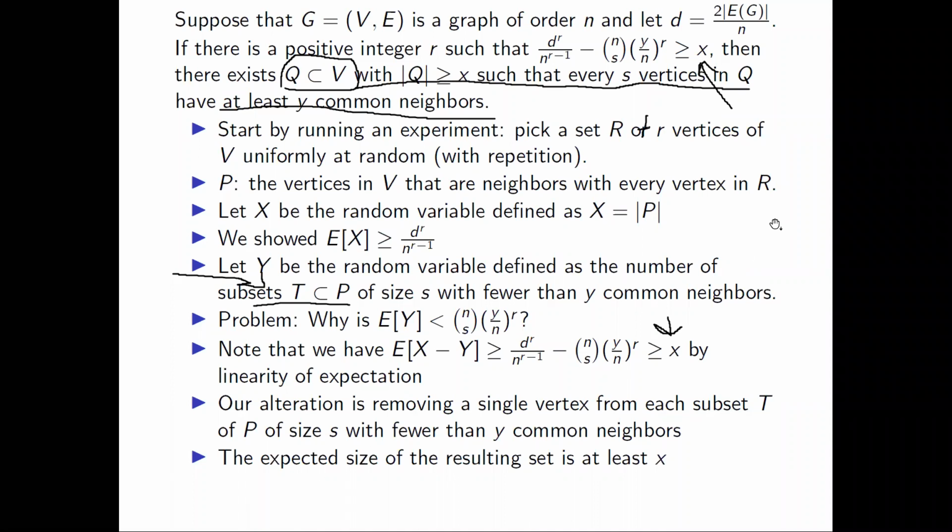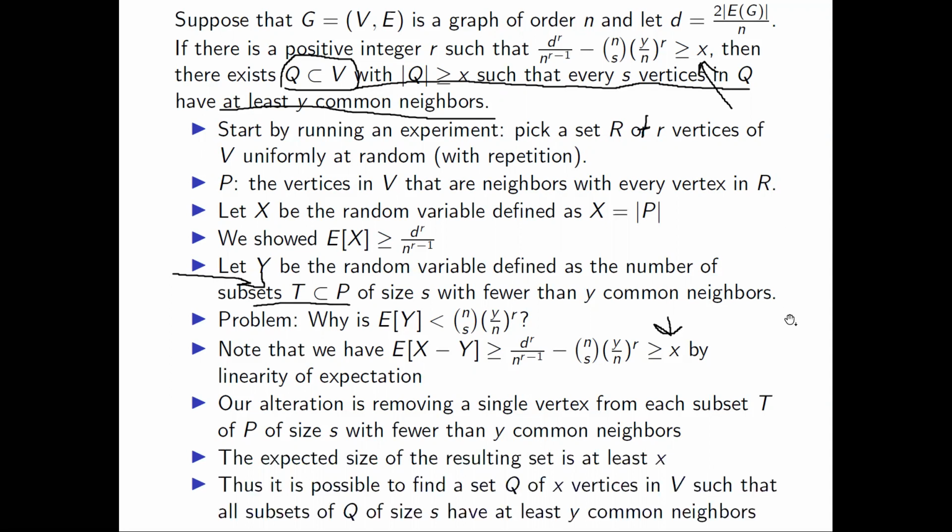And we can see then, if we remove just a single vertex from each of these problem subsets, the expected size of the resulting set, once we remove each of those vertices, is going to be at least x. And moreover, once we remove each of those vertices, the resulting set that we have doesn't have any more subsets of size S with fewer than Y common neighbors. So once we remove all of these vertices from the problem subsets, we get rid of all the problem subsets. So there's no more subsets that have fewer than Y common neighbors. In other words, every subset of size S has at least Y common neighbors. And the expected size of the resulting set is at least x.